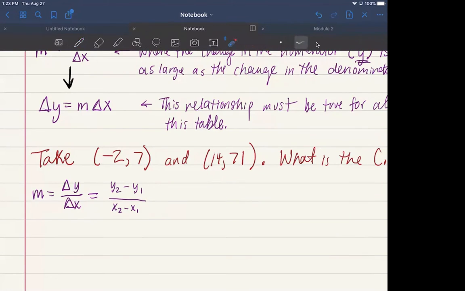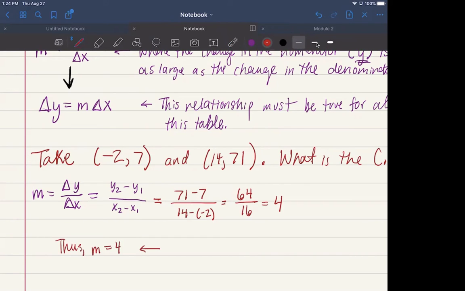So remember, I could do this one as x1, y1, x2, y2. Okay? And we will get, so we could do 71 minus 7 over 14 minus -2. When we get that, we get 64 divided by 16, and then we will get 4. So this is what I'm saying, okay? Thus, m equals 4.